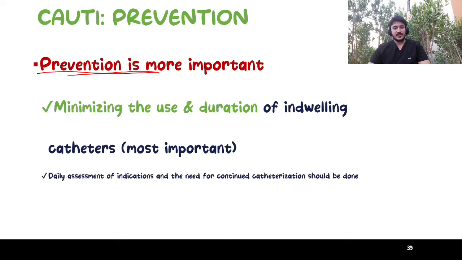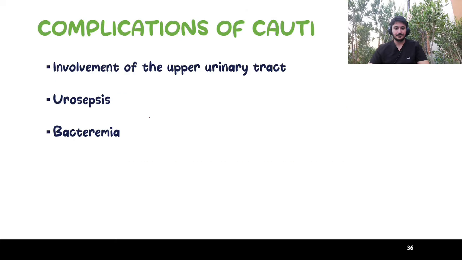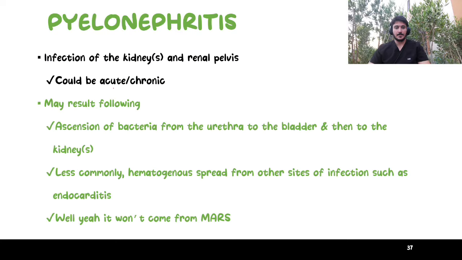And how do we prevent it? We already mentioned this. To prevent catheter-associated UTI, minimize the use and the duration. Very important. If you want to avoid having a catheter-associated UTI, you want to minimize the use and the duration. And if you have to use it for a long time, you keep changing it, basically. Same complications as other UTIs.